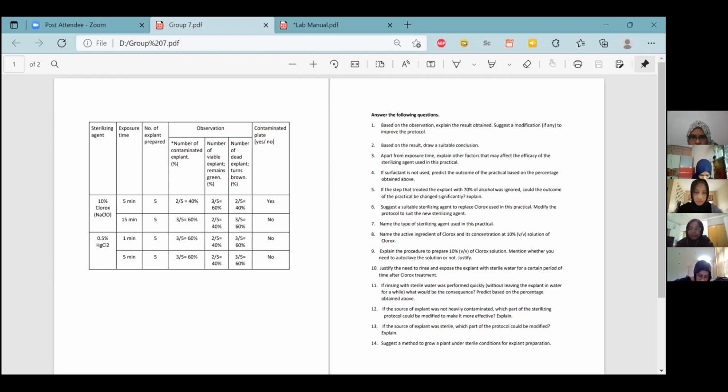Next question, number 7: name the type of sterilizing agent used in this practical. We use halogen and heavy metals. Number 8: name the active ingredient of Clorox and its concentration in a 10% solution of Clorox. The active ingredient for Clorox is sodium hypochlorite at 5.25%, and for mercury chloride, the concentration is 0.1 to 1%. That's all from me.